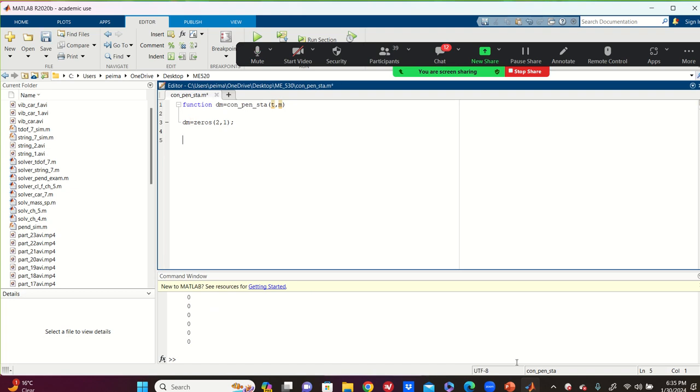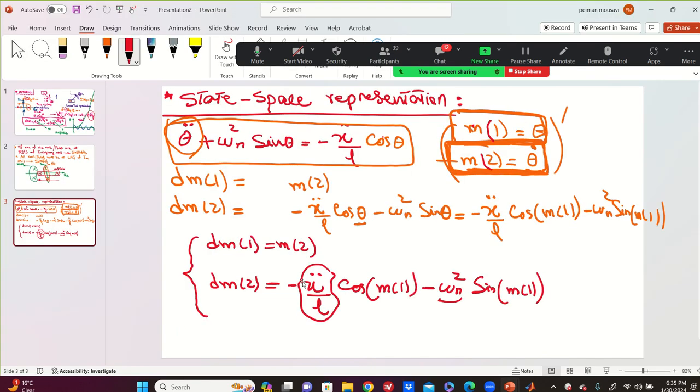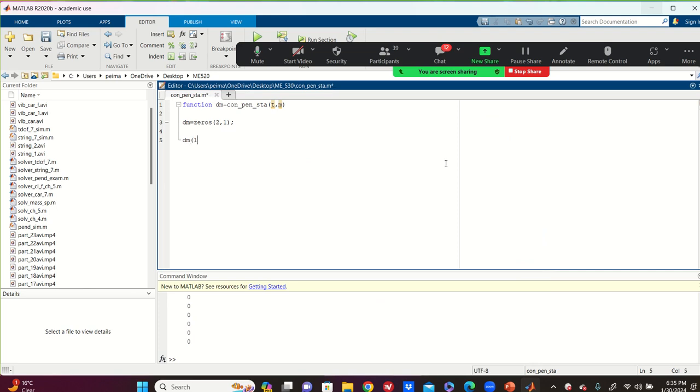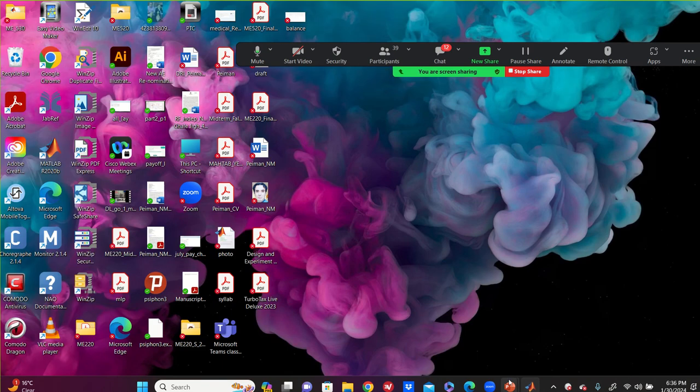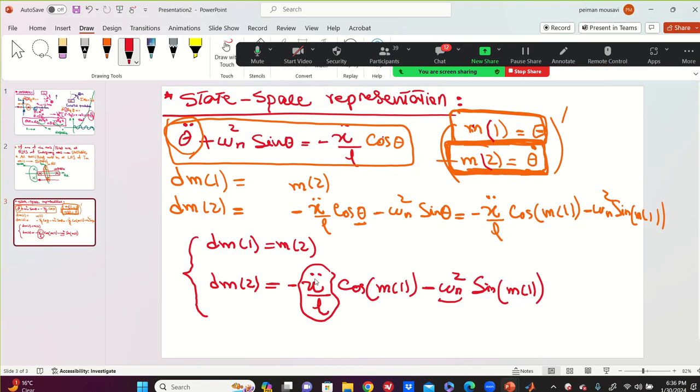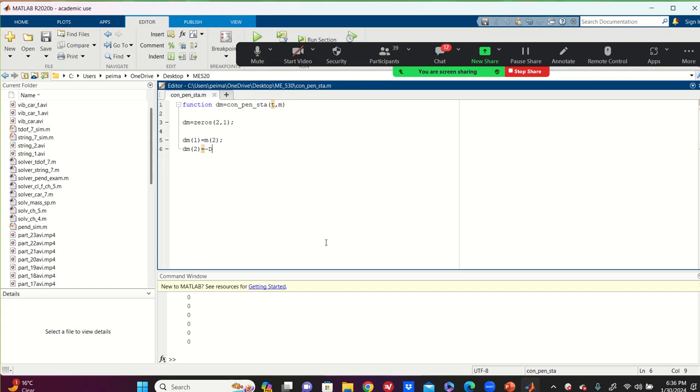Control S. Okay, let me write down the equations. dm1 is equal to m2. Exactly what I'm typing here, guys. dm1 equals m2. dm2 equals minus disturbance, because my x double dot was the disturbance, remember, in control class. Minus disturbance divided by L, the length of the pendulum. It is nonlinear still. I'm going to compare with linear also here.